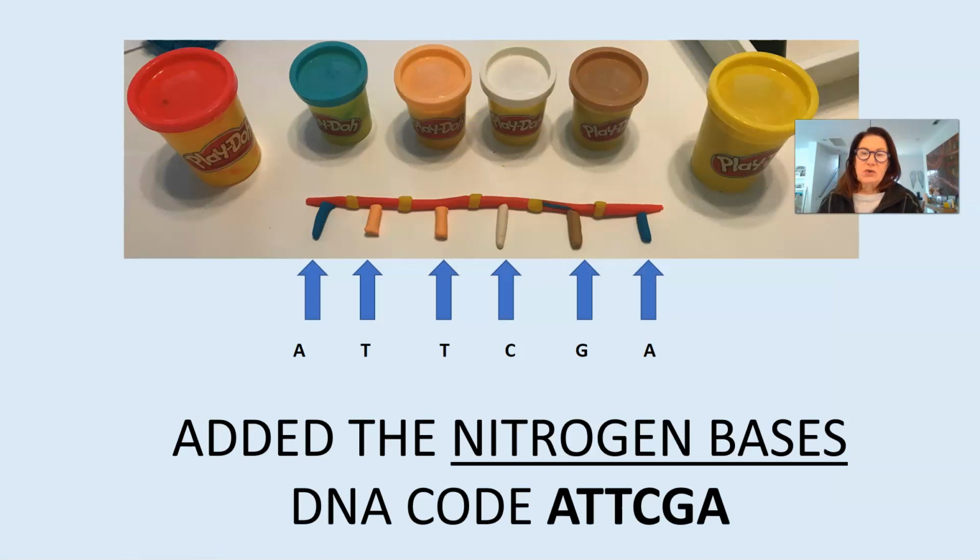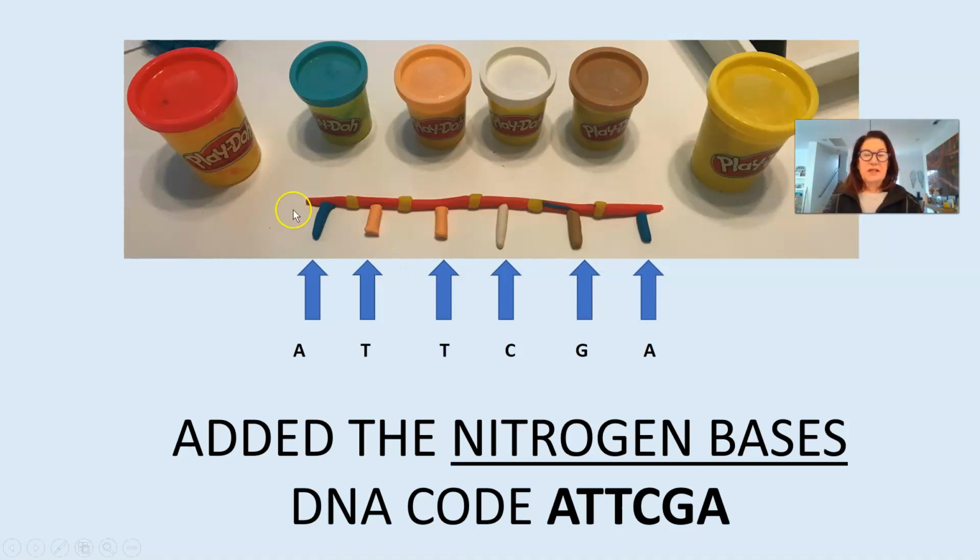Okay, so then I put in my nitrogen bases, right? And we know for DNA, A goes with T, C goes with G. So we're going to make this consistent, right? So everybody should do the same thing. So our top, if we laid out our DNA flat, the top one is going to be A, T, T, C, G, A. So that's what you're going to do, make those things.